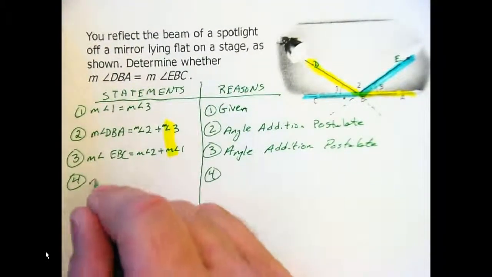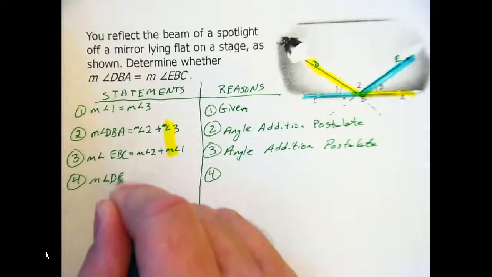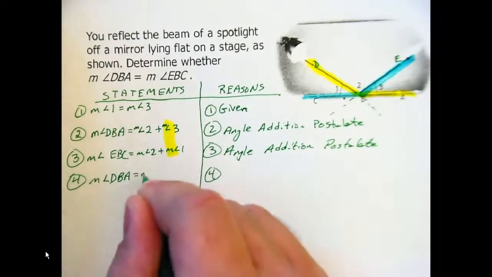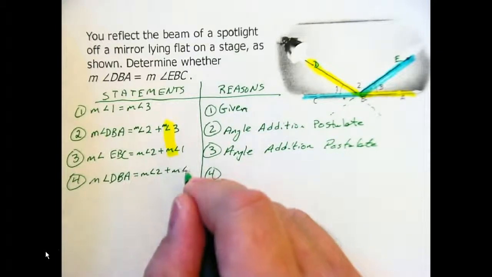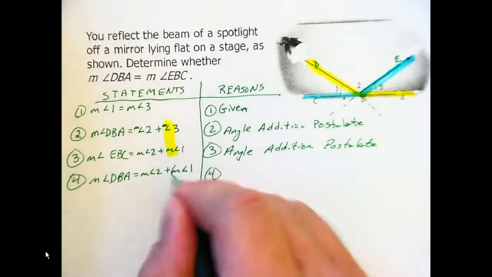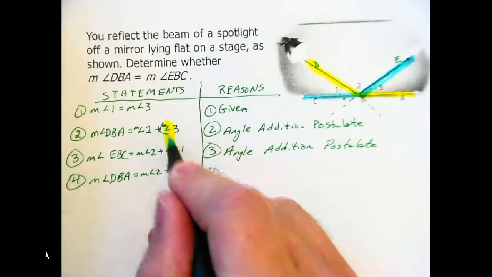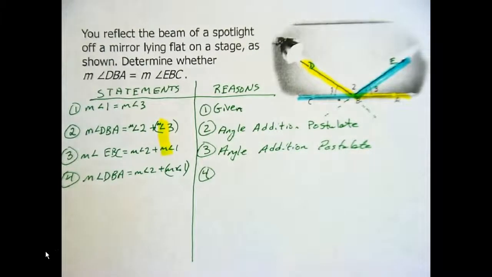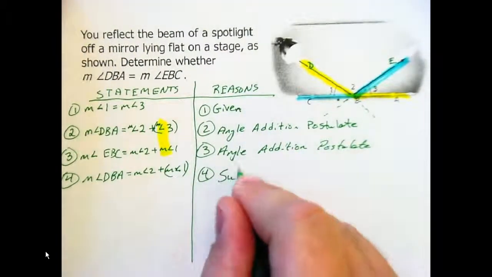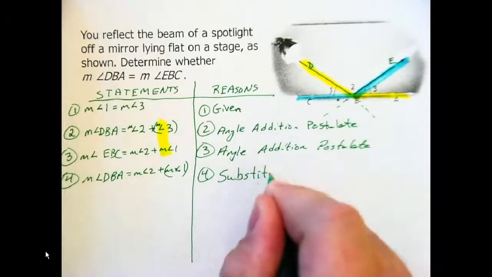Good, so you could actually say the measure of angle DBA is equal to the measure of angle 2 plus the measure of angle 1. All you've done is you've used, what skill right there? What did you replace? When we replace something, what do we call that? Danica? Yeah, KJ. Yeah, substitution. You're using substitution there.